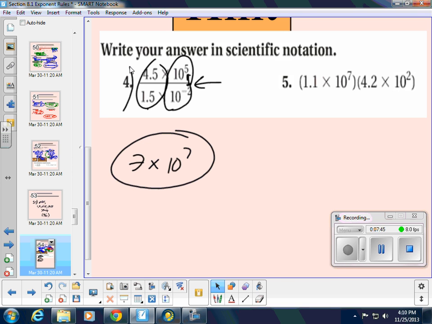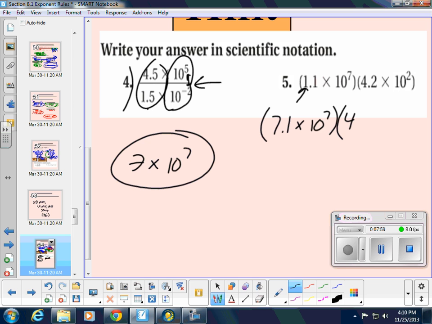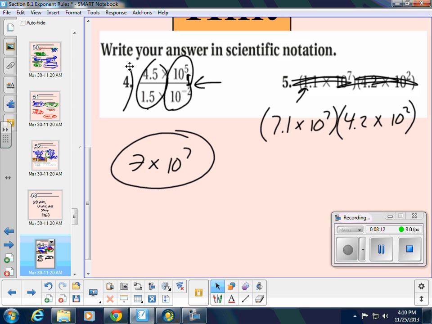Look at number 5 here, and I'm actually going to change number 5 just a little bit because I do want to talk about, again, one where you might have to change the answer at the end. So change this, as opposed to 1.1, I'm going to change this to 7.1 times 10 to the 7th, times 4.2 times 10 squared. Okay, so change the problem into that here, and that's what we're going to look at. Don't ignore that top part up there. Let's imagine this is the problem instead.